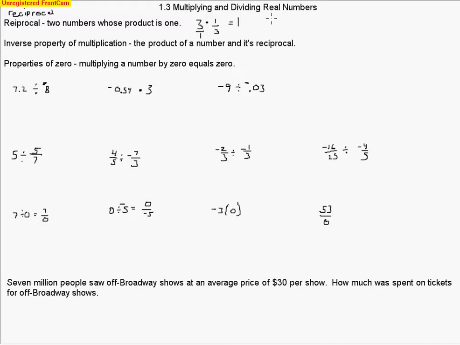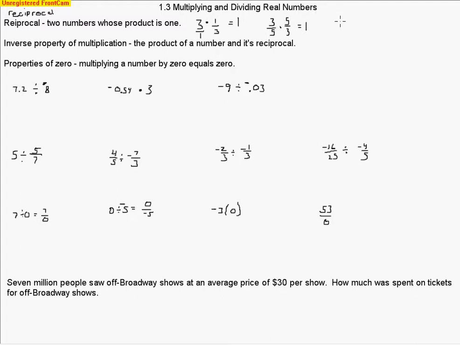So if I look at the number 3/5, what times 3/5 makes 1? Well, I need the 3's to cross cancel, so that means I need a 3 on the bottom. I need the 5's to cross cancel to make 1, so that would be a 5 on top, so it would be 5/3. So 3/5 and 5/3 are reciprocals. And so if you just turn the fraction upside down, you've got yourself a reciprocal.